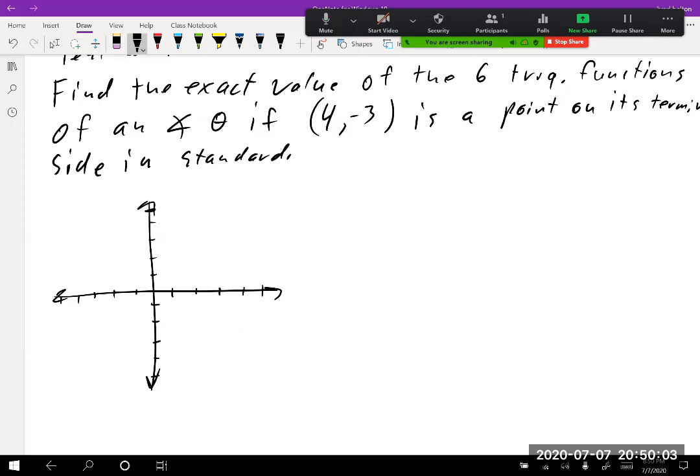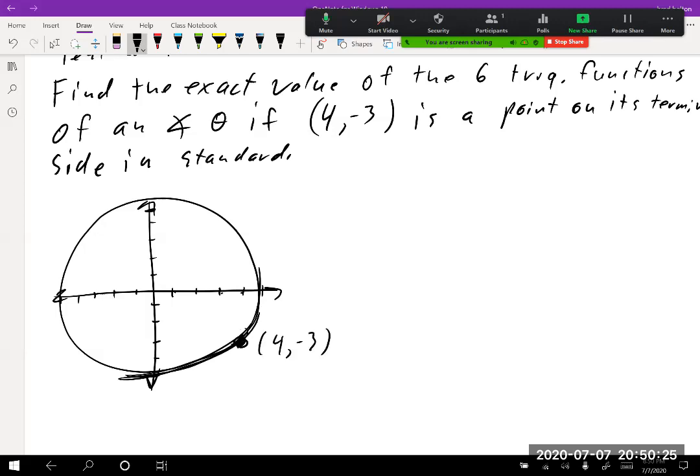Okay, so we're going to go over 4, and we're going to go down 3 and put a point. And what they're now telling us is the circle is going to go, I can't draw too well, but you guys get the idea. So right there somewhere. Okay, so we're at the point (4, -3).